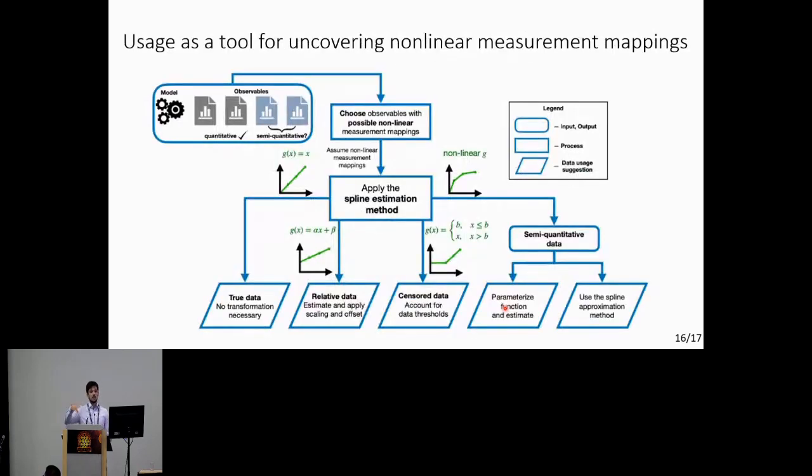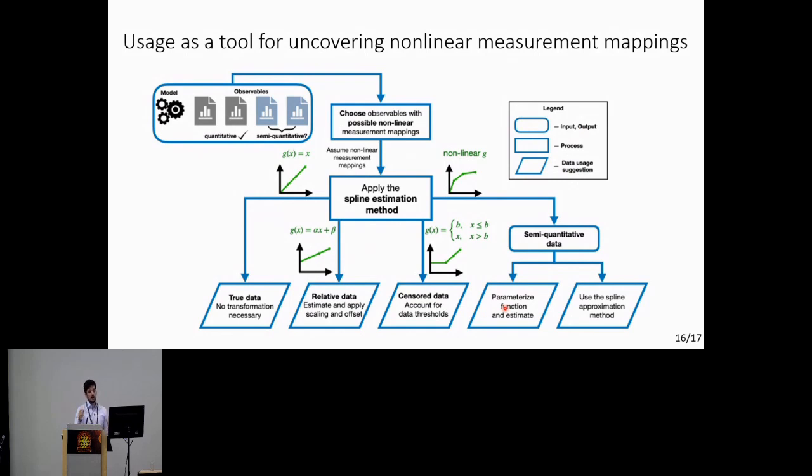Now, coming back to the credibility. Because our method is credible in the sense that it gives consistent shapes of the measurement mappings, it can also be used as a tool for uncovering nonlinear measurement mappings. Let's suppose that you have a model and you are not certain whether some data is completely quantitative, some observables might be semi-quantitative. So what we propose is that you can use the method.